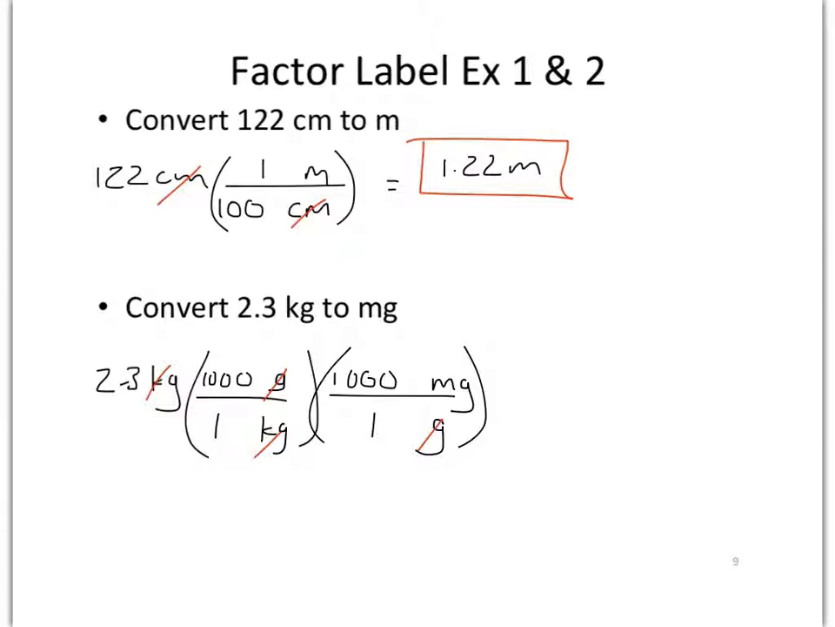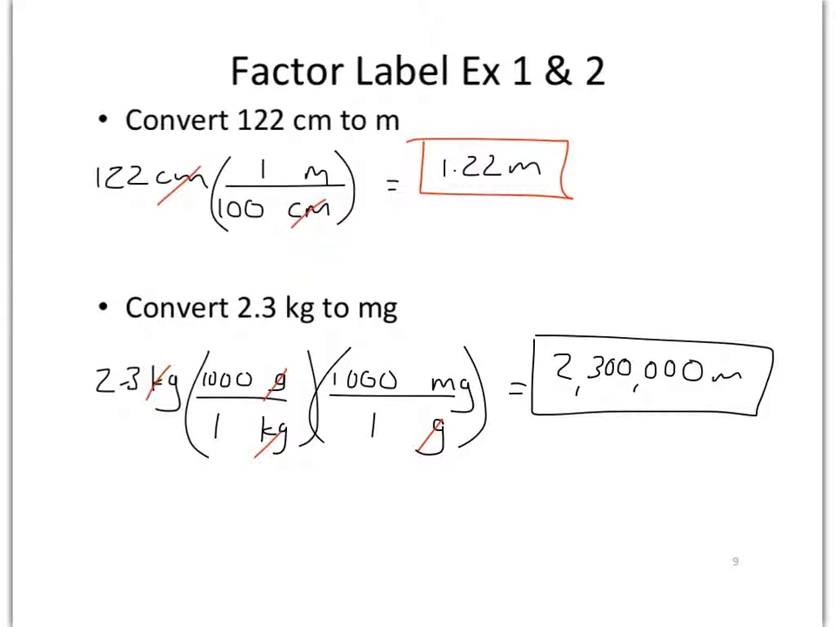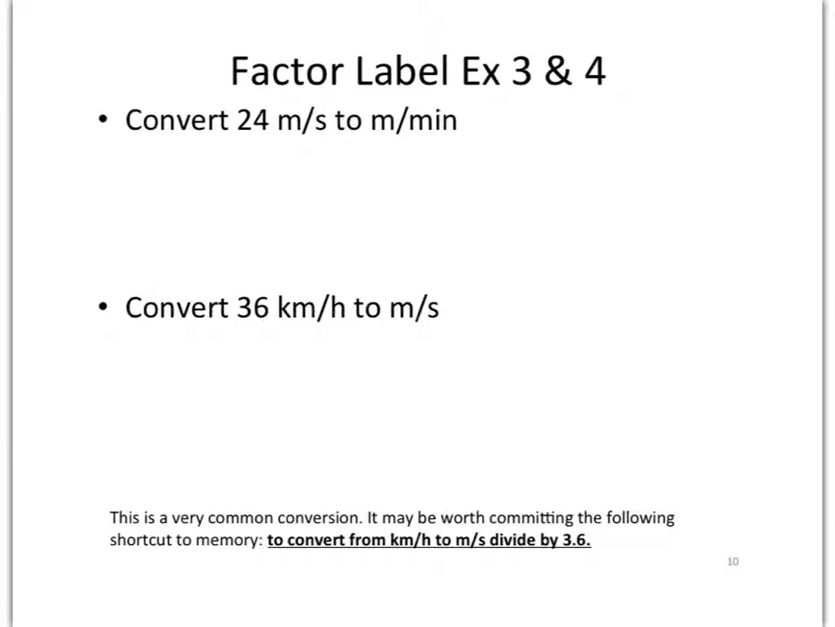So we take 2.3 times 1,000 times 1,000. That's 2.3 million milligrams in 2.3 kilograms. Milligrams are much smaller, so there should be a lot more of them to equal the same amount of kilograms. That should make sense. Is this making more sense to you? Well, let's try a few more. Then we'll talk about order of magnitude calculations, and then we'll be done.